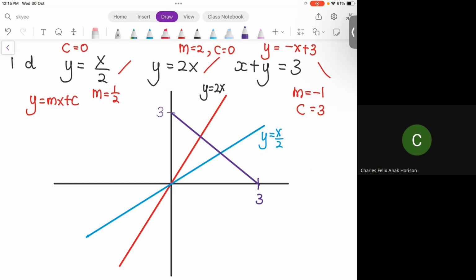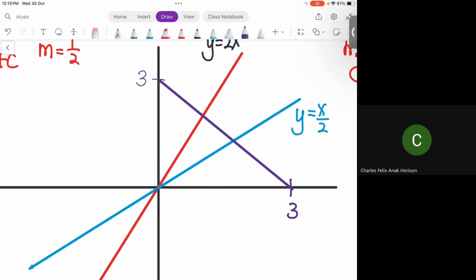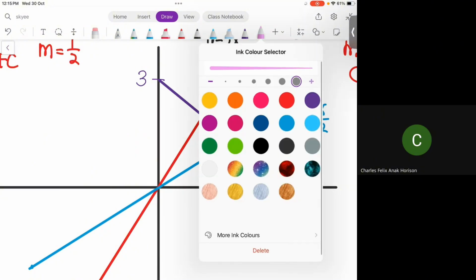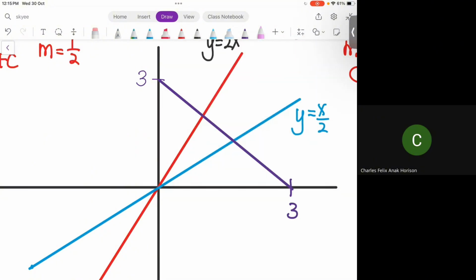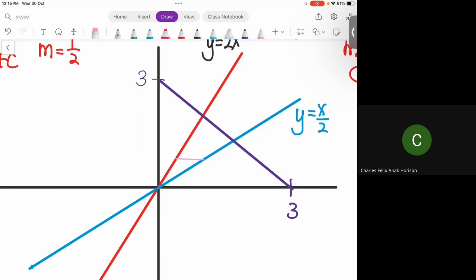Okay, good. Now we try to solve by using horizontal. Just now we solved using vertical, right? Now I try to solve using horizontal. So what color do I want to use? Pink color. Okay, now I form a horizontal line. So maybe my line is like this. This is a horizontal line.